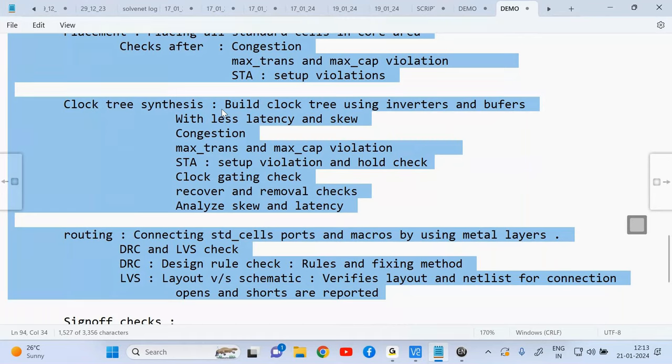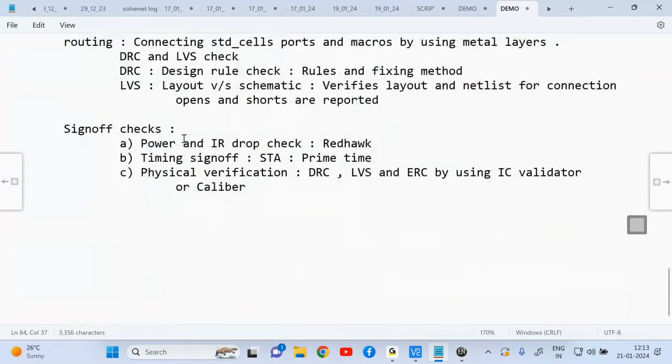See, in VLSI physical design, the industry works in two categories. There are product-based industries. Product-based industries are Intel, Qualcomm, NVIDIA, AMD, Synopsys. All these are product-based.